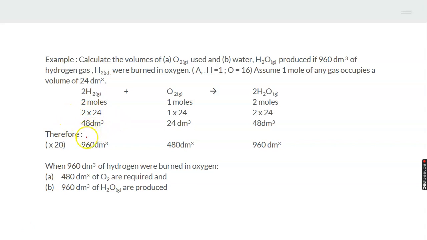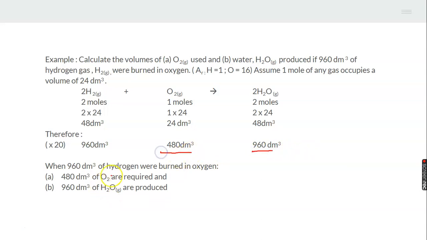That means you multiply by 20. If you multiply by 20, it becomes 960. So you have to multiply all by 20. 20 times this will give you 480. 20 times this gives you 960. So definitely when you have 960 of hydrogen gas, you have oxygen gas to be 480 dm cube, and you have steam to be 960 dm cube. These are what are being required.